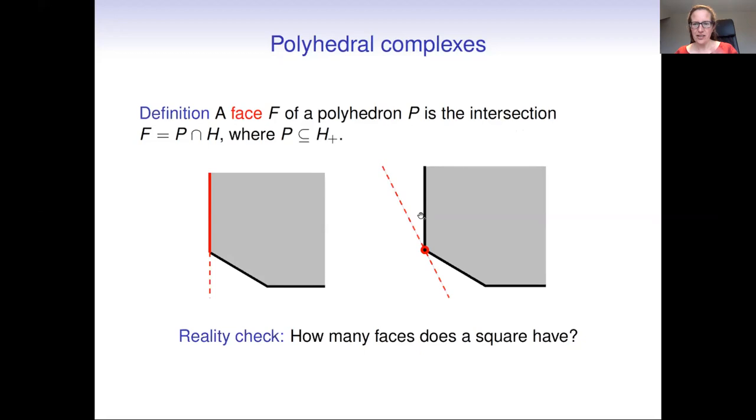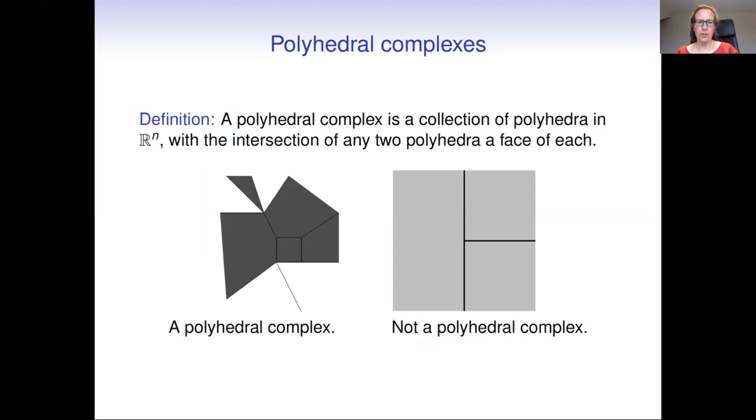So that's faces. Why do we care about faces? Because what we really care about is polyhedral complexes, and a polyhedral complex is going to be a collection of polyhedra where the intersection of any two is a face of each. And that's why I wanted the empty set to be a face, so that I can say things like, if I have this one, which is a polyhedral complex, the intersection of this triangular cone with the square is empty, so it's still true that the intersection is a face of each.